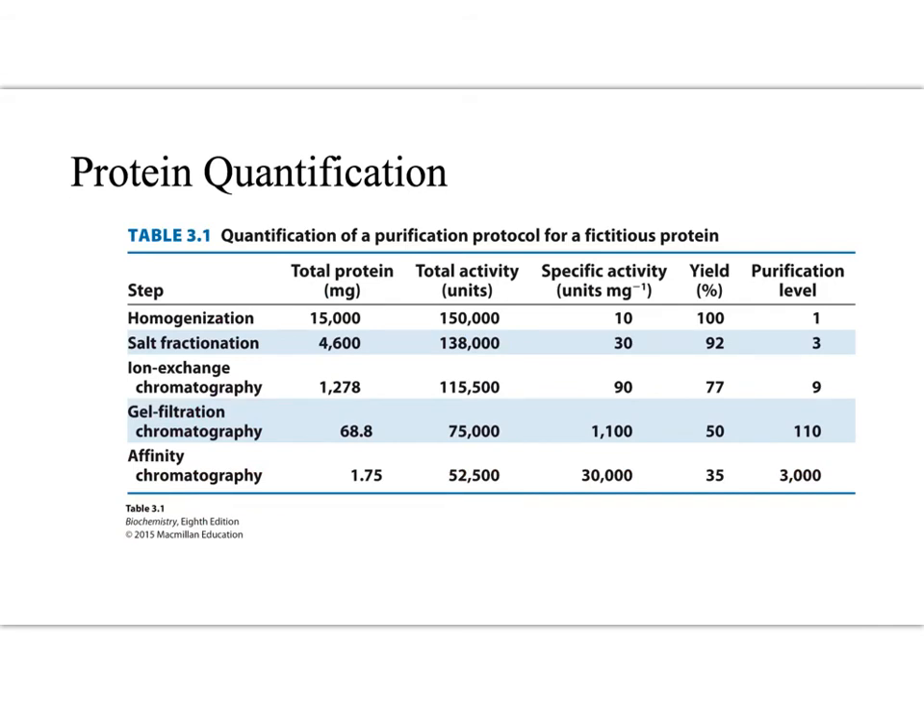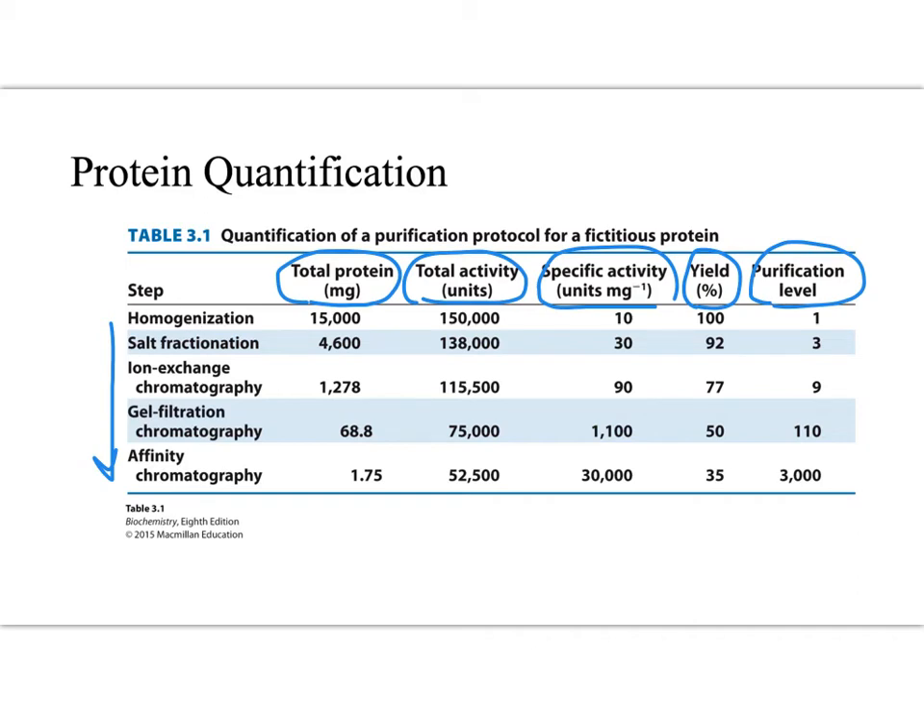So once we get through and we separate the protein and we analyze the protein, then we can get some quantitative information about the protein. When we're getting this quantitative information, there are a couple of different parameters that we use. We can look at total protein, total activity, specific activity, yield, and purification level. And we can look at each of the steps in that purification process that we've talked about and evaluate all of these criteria for each of those steps.